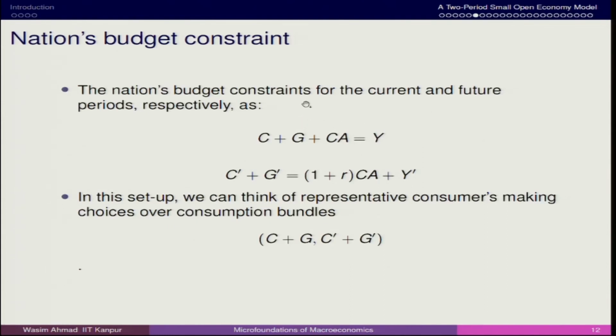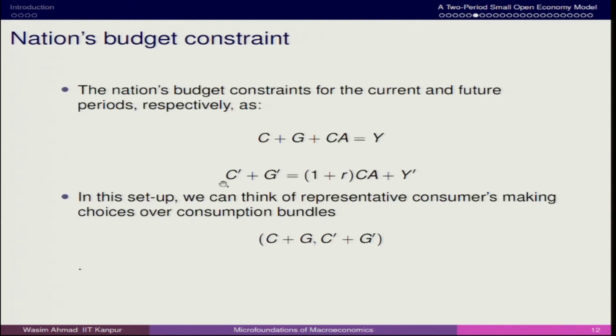So, if you want to write how it looks like: as I had mentioned, CA includes savings, it does not include investment. So, here we have C plus G plus CA is equal to Y, and here we have C transpose plus G transpose equal to 1 plus R, CA plus Y transpose in the future period. So, this is the current period and this is the future period. CA you have 1 plus R, because this is nothing but saving, and saving will attract the rate of interest. So, when I mention 1 plus R, this is the future value of this CA that the country is having.